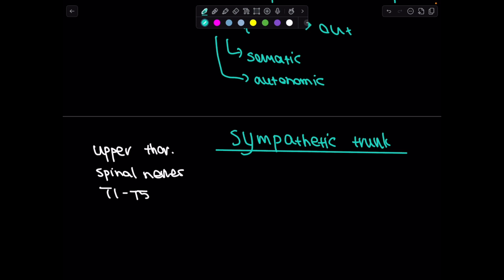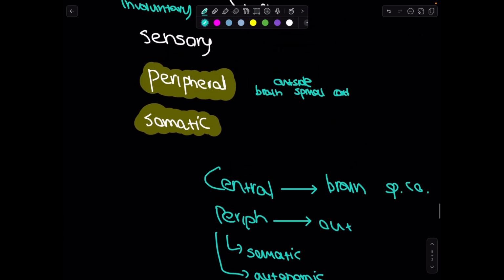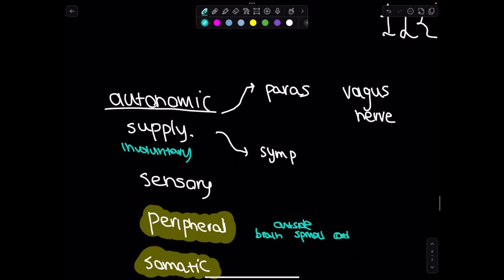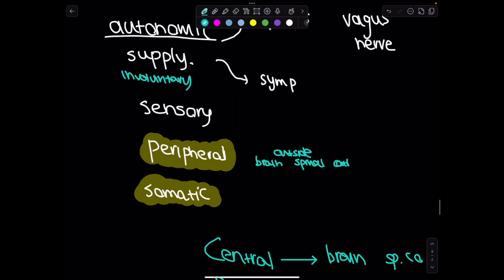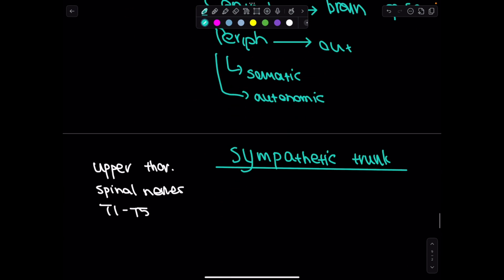I want to ask why the upper thoracic spinal nerves T1 to T5 are the ideal ones to give autonomic supply to the posterior mediastinum. Is it because it's around that level?